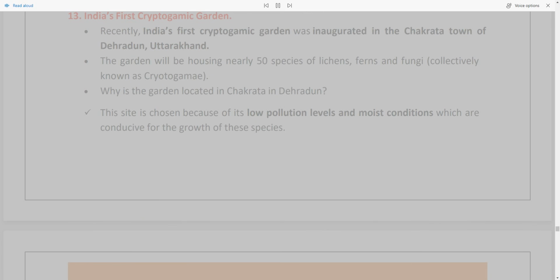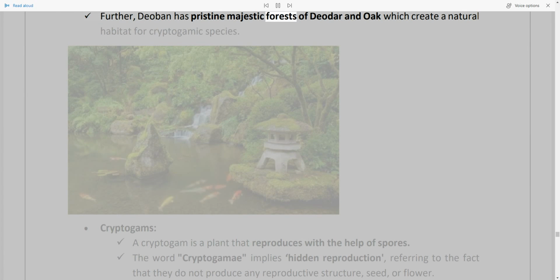13. India's first cryptogamic garden. Recently, India's first cryptogamic garden was inaugurated in the Chakrata town of Dehradun, Uttarakhand. The garden will be housing nearly 50 species of lichens, ferns, and fungi, collectively known as cryptogamy. Why is the garden located in Chakrata in Dehradun? This site is chosen because of its low pollution levels and moist conditions which are conducive for the growth of these species. Further, Dehradun has pristine majestic forests of deodar and oak which create a natural habitat for cryptogamic species.